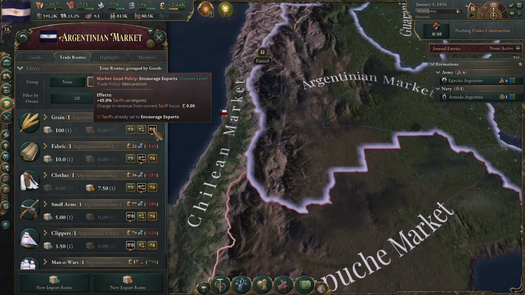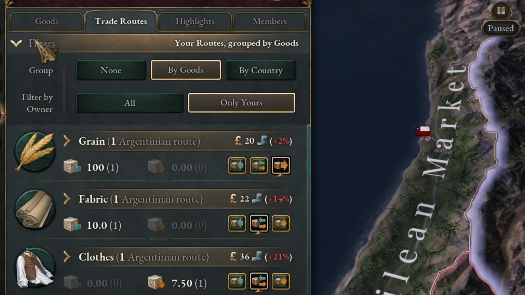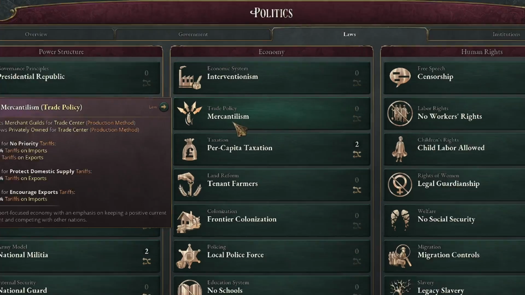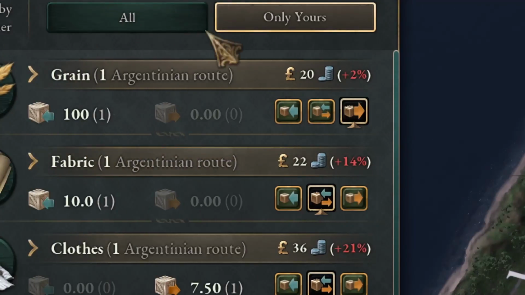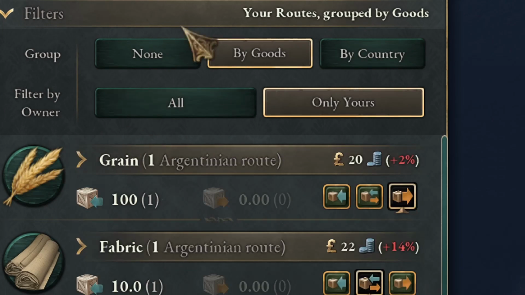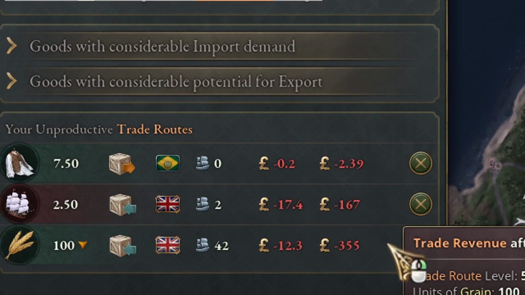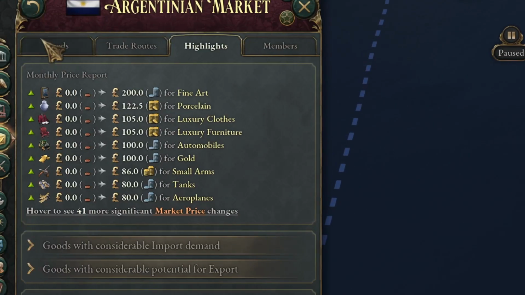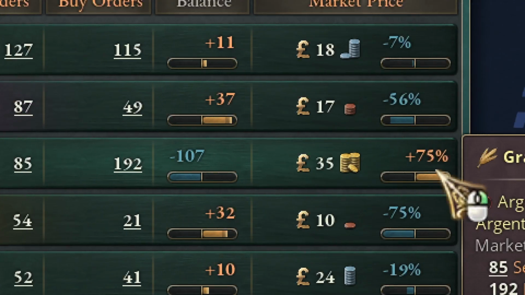The second requirement is that the grain price is more than 25, and also that you have mercantilism or protectionism enabled. In this situation we have mercantilism enabled. Once you put the tax, you should make sure that the price is over 25, so you can go to the imports, and we are going to cancel the grain imports. Now we go again to the price, and we see that the grain is more than 25.